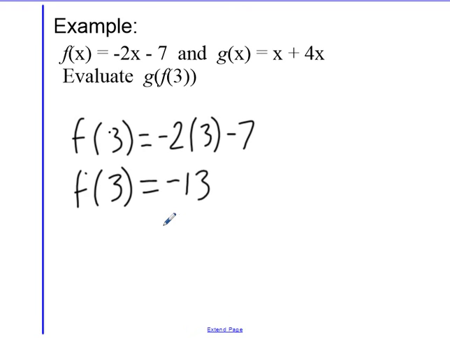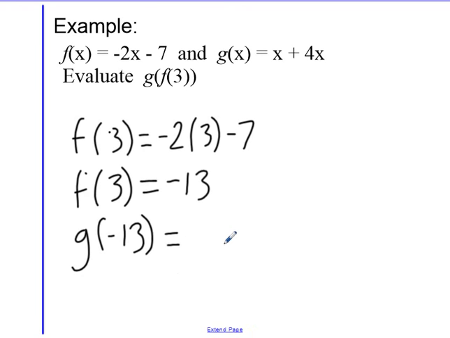So now that I know that f of 3 is equal to negative 13, I need to plug that into the g function, working from inside out. Plug the 3 into the f, get an answer. Plug that answer into the g's. The g function over here is x plus 4x. So now it's time to do g of negative 13.